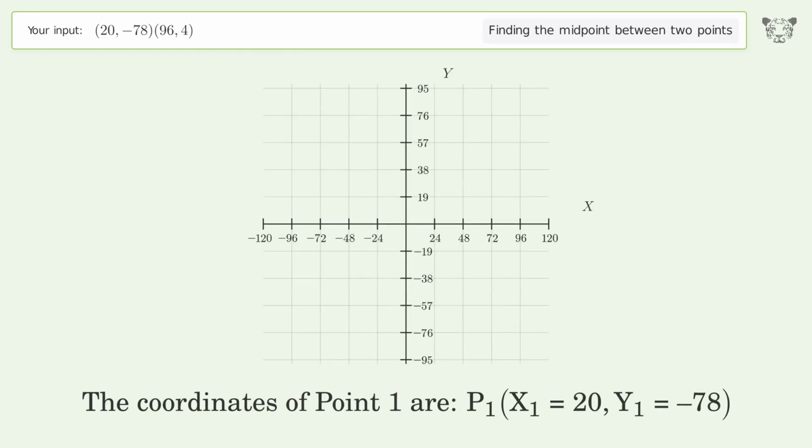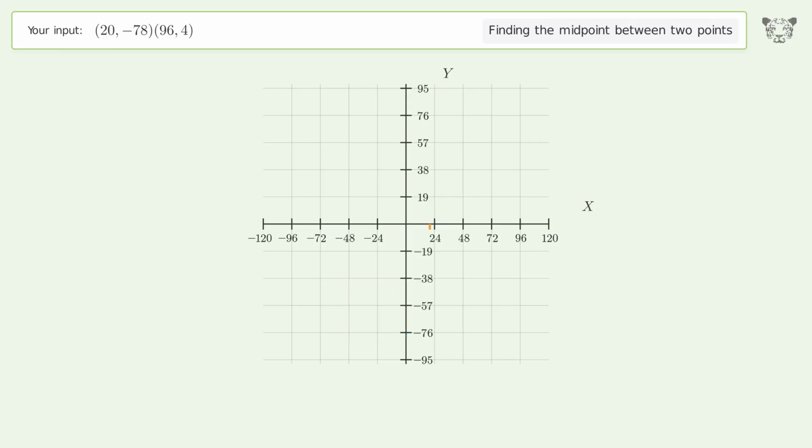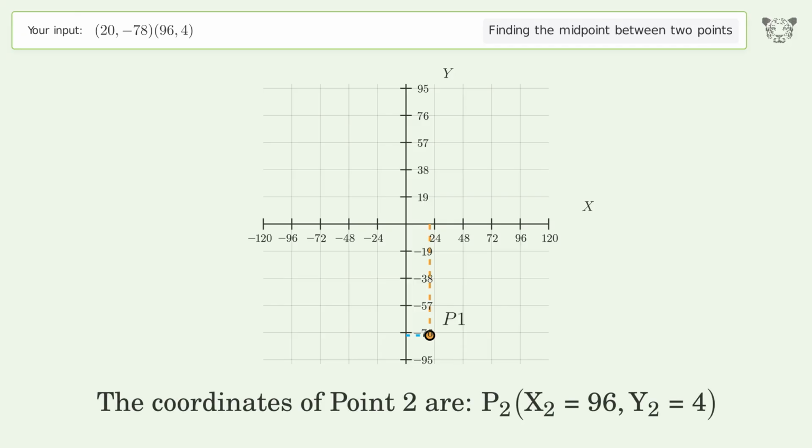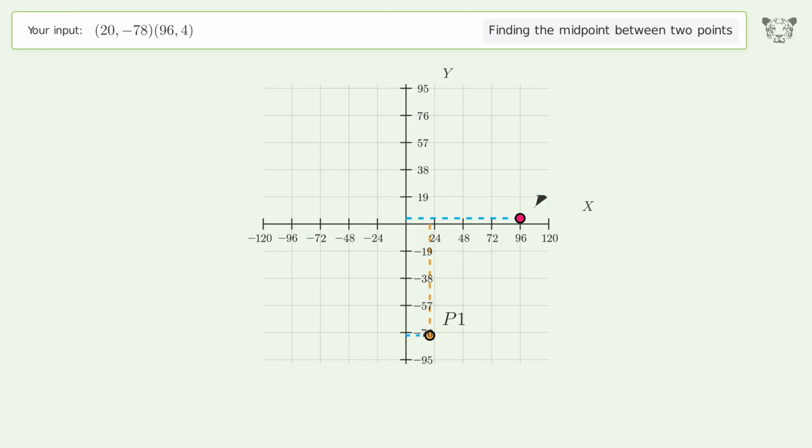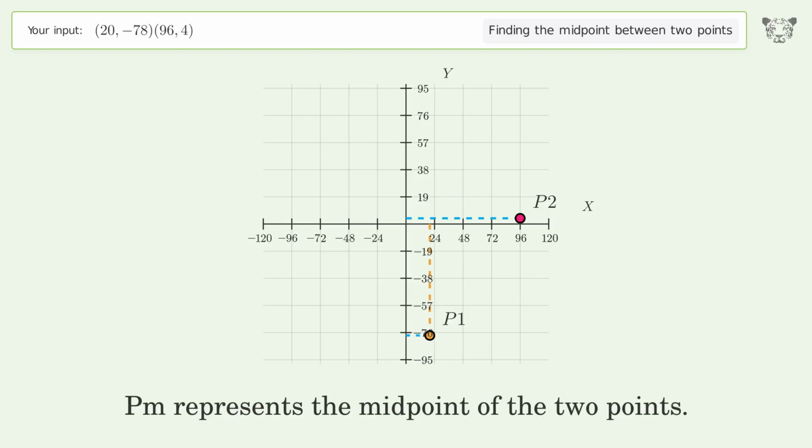The coordinates of point 1 are x1 equals 20, y1 equals -78. The coordinates of point 2 are x2 equals 96, y2 equals 4. PM represents the midpoint of the 2 points.